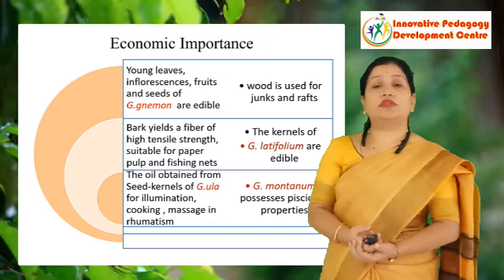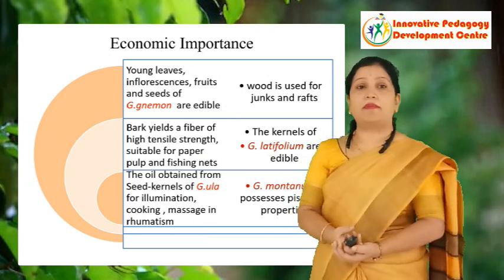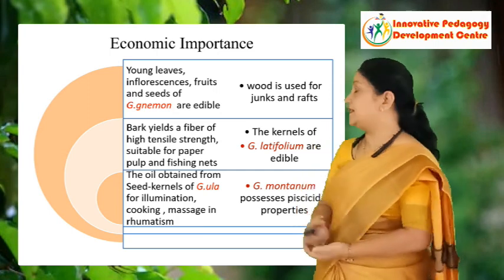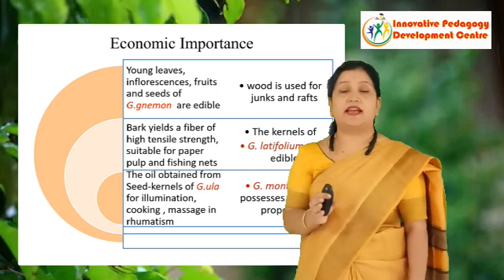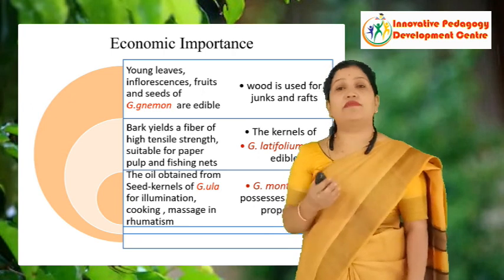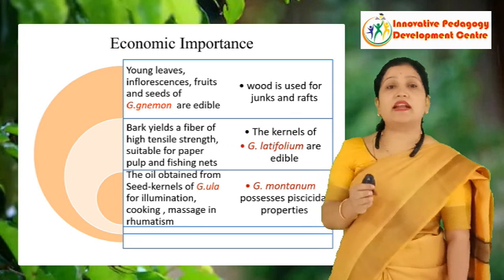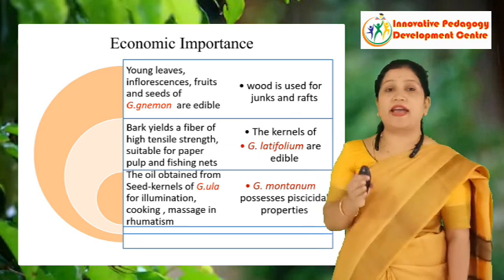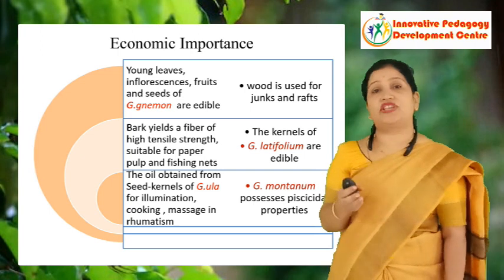When we look to the economic importance of this particular plant, the Gnetum gnemon, which is a tree species, its different parts, that is young leaves, inflorescence, and seeds, they are edible, and the wood is used to make the junks and the raft. Its bark yields a fiber which is of high tensile strength, and it is used to make the paper pulp and the fishing net.